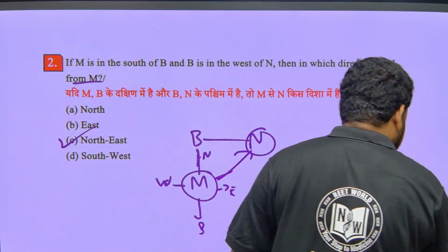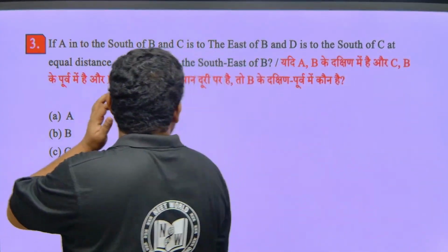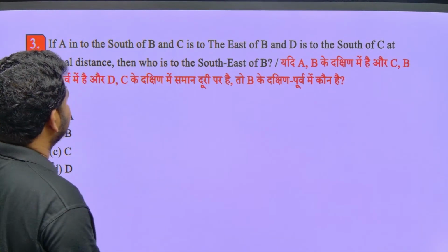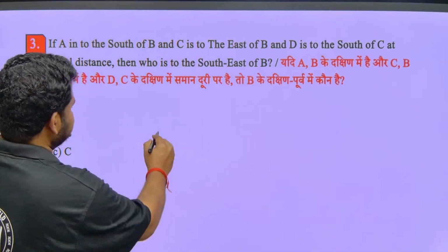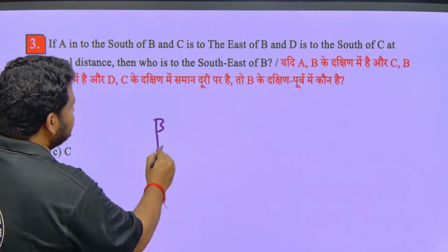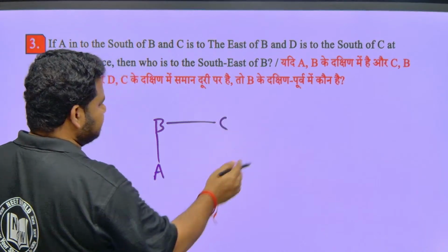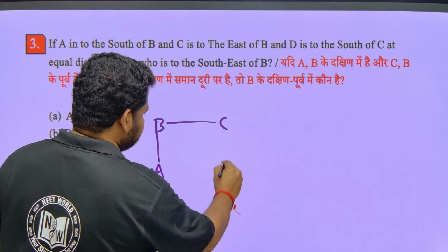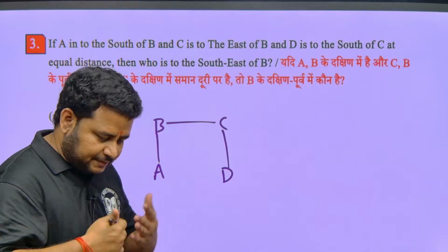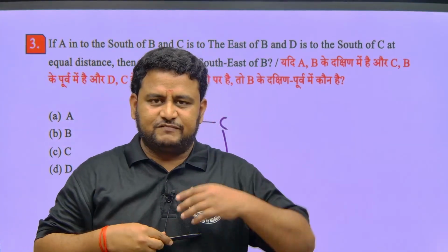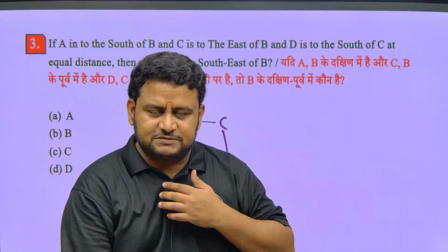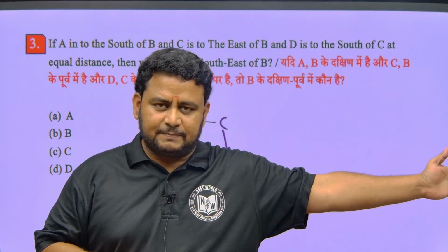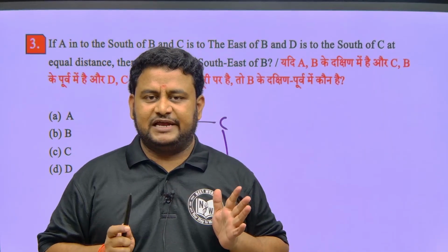So in the beginning we have some very simple questions. Have a look at this. If A is to the south of B and C is to the east of B, so B is here, A is to the south of B, and C is to the east of B, east of B means towards the right side of B, and D is to the south of C at equal distance, south of C means below C. I will repeat again, north means above, south means below, east means towards the right of me, west means towards the left of me, like this you have to remember, clear.